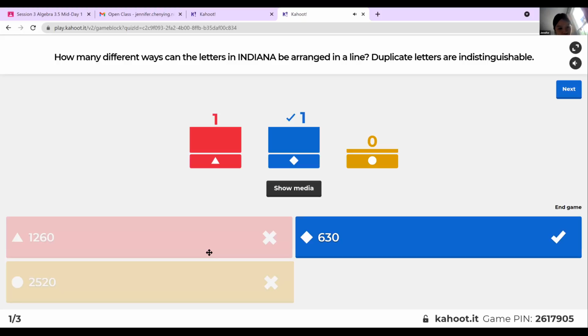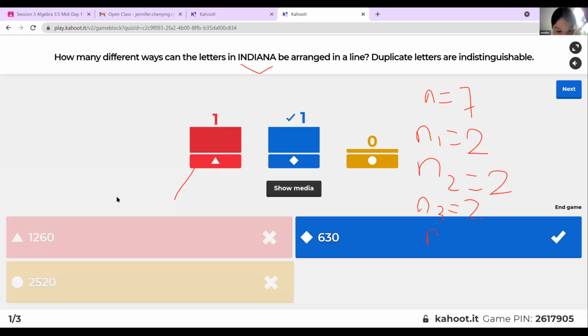Okay. So this problem is similar to the Mississippi one. There are in all 7 letters. There are 2 I's and 2 A's and 2 N's. Then there's 1 D. So then it's 7 factorial over 2 factorial times 2 factorial times 2 factorial times 1 factorial, which is 630.